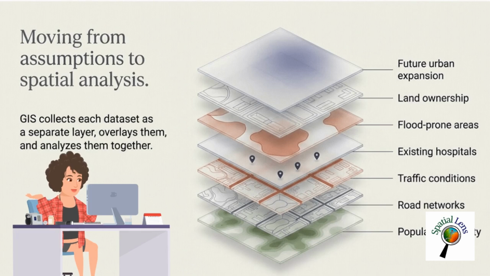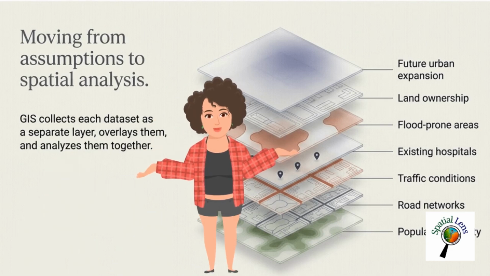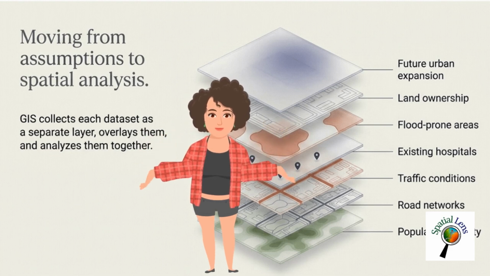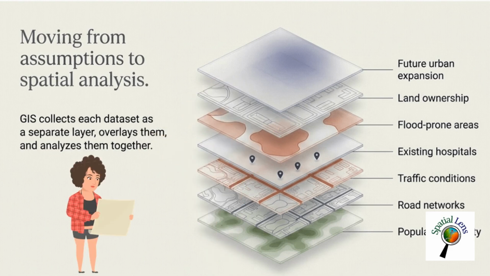This is where GIS becomes extremely useful. GIS collects multiple layers of information. Each dataset becomes a separate layer. GIS overlays all these layers and analyzes them together. These include population density, road networks, traffic conditions, existing hospitals, flood-prone areas, land ownership, and future urban expansion.